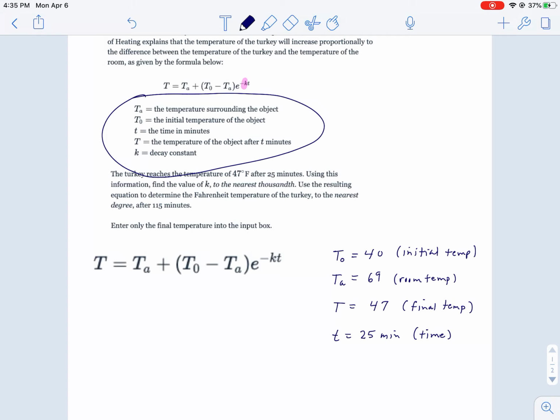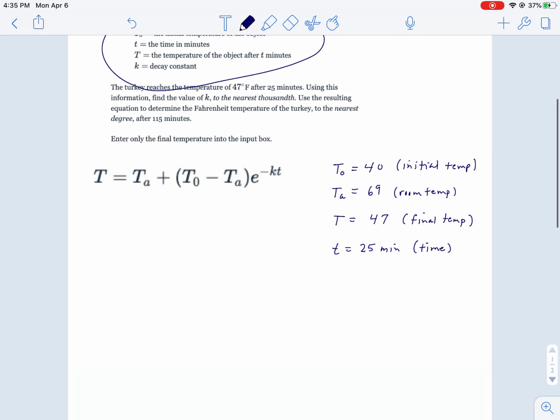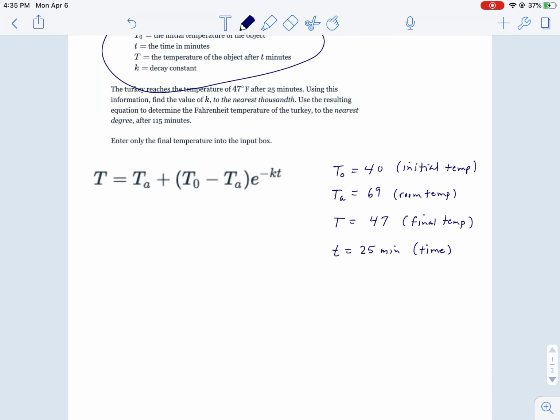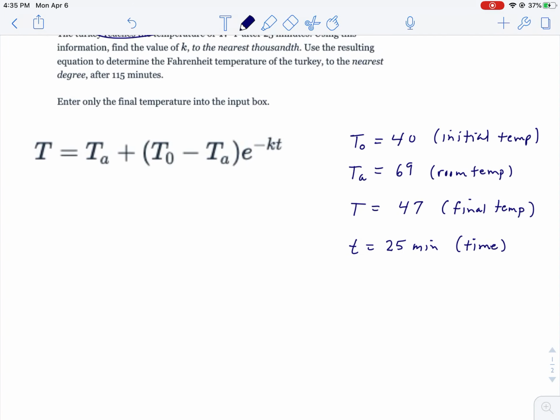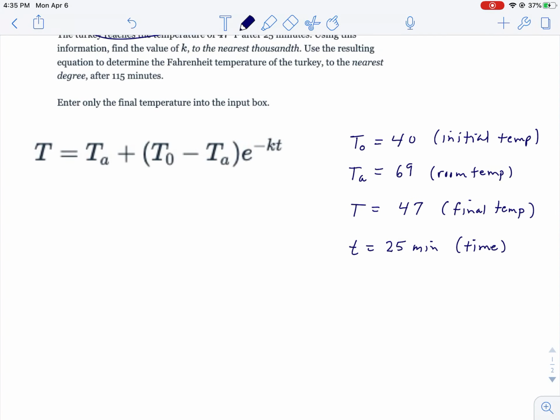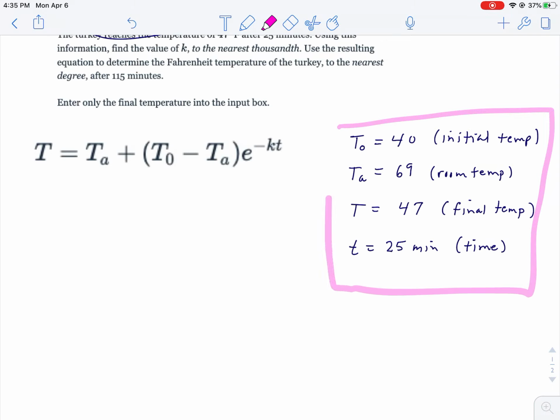Like room temperature, I always learned it to be T sub R. In DeltaMath, they call it T sub A. So the room temperature is 69. You can see I wrote these here on the right side. T sub 0, anything sub 0 is initial or original, so that's 40. Just the T by itself on the left, that's the final temperature, which for our purposes is 47 degrees. Of course, little t is time, that's 25 minutes.